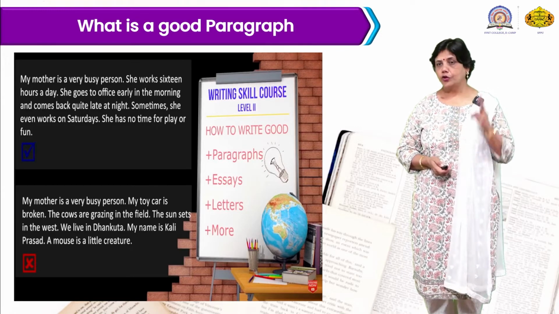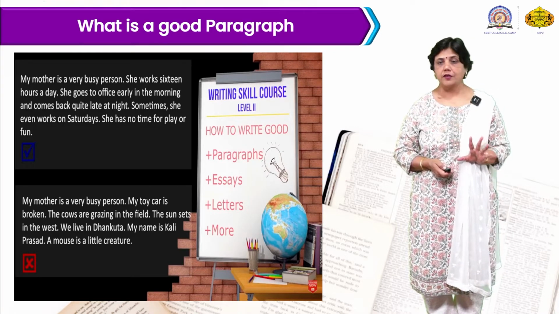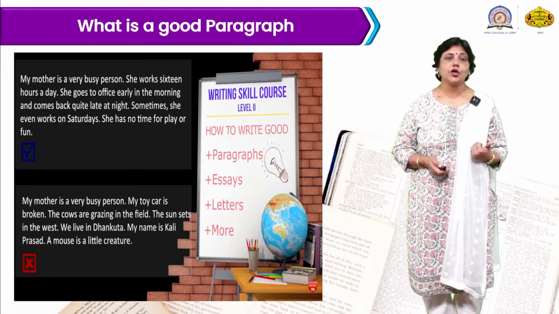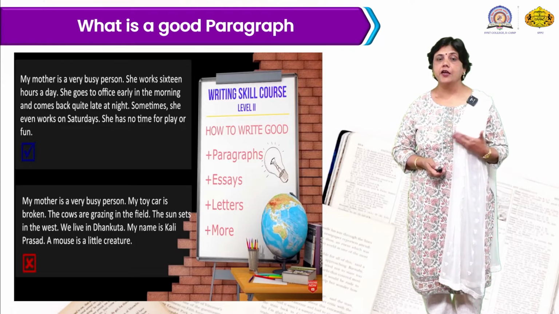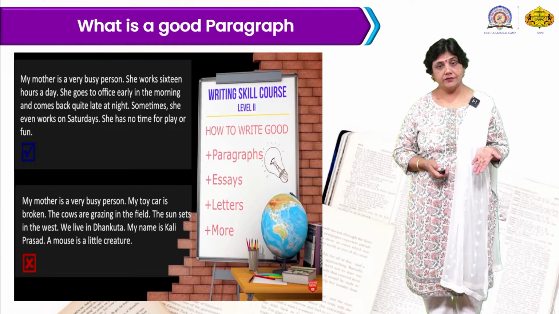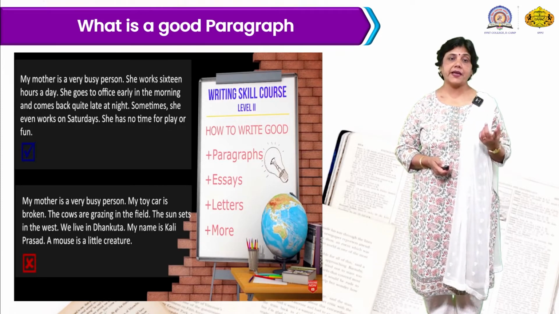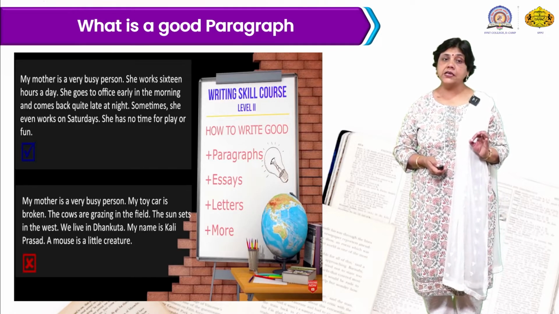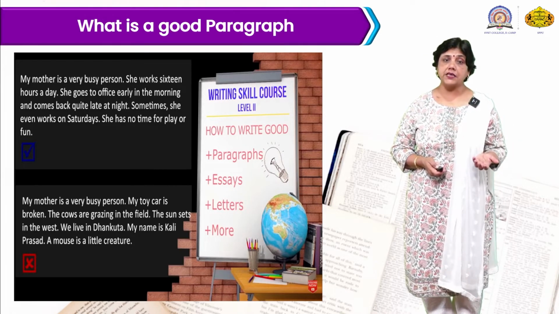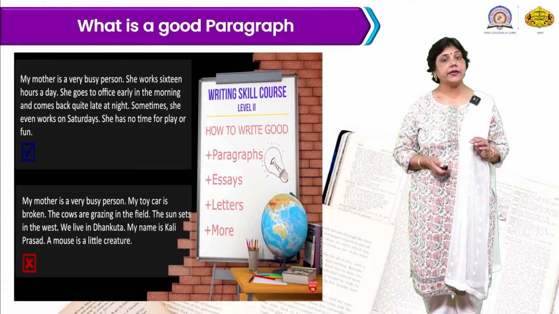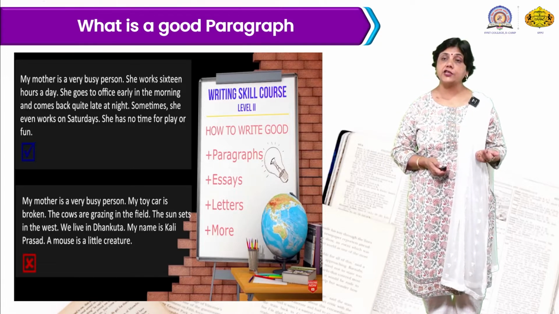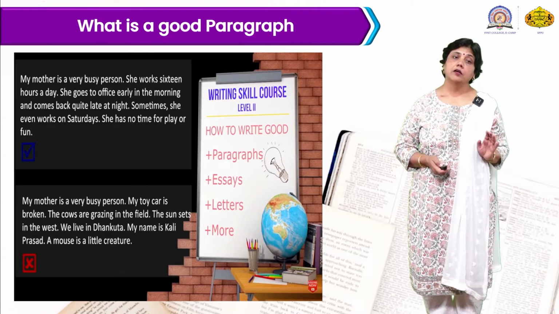So in front of you, I have given two paragraphs. Both paragraphs start with my mother. And I am sure you will be able to identify which one is a good paragraph and which one is not a paragraph at all. Yes, certainly the first paragraph which starts with my mother is a very busy person. She works 16 hours a day. She goes to office early in the morning and comes back quite late at night. Sometimes she even works on Saturdays and she has no time for play or for fun.